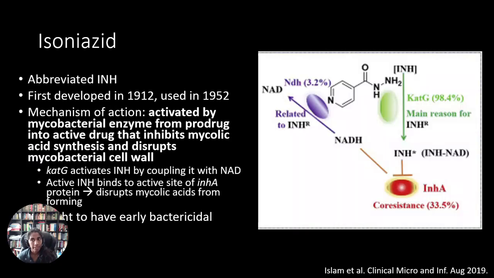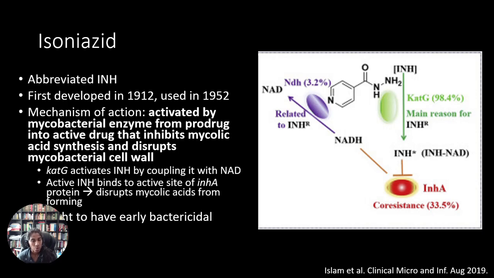So first we'll talk about isoniazid, one of the backbones of tuberculosis therapy. Isoniazid, also abbreviated INH, is an old drug first developed in the early 1900s. Its mechanism of action is important to understand. It is activated by mycobacterial enzymes, which converts it from a prodrug into an active drug. This active drug inhibits mycolic acid synthesis and disrupts the mycobacterial cell wall.